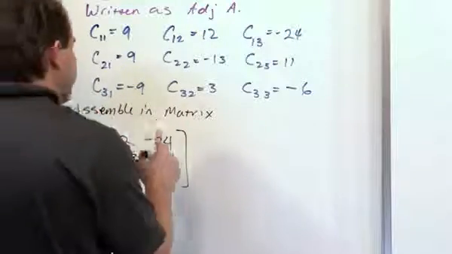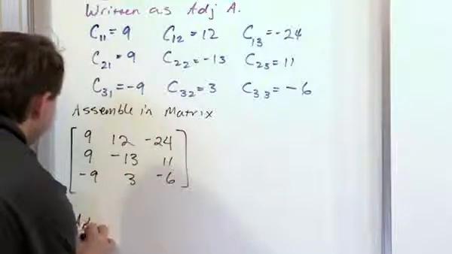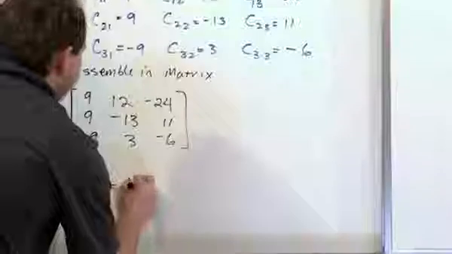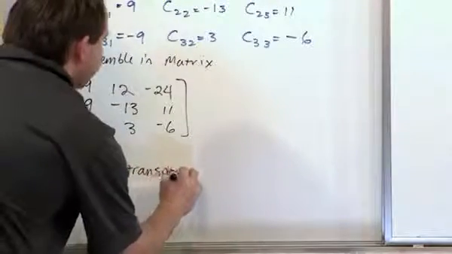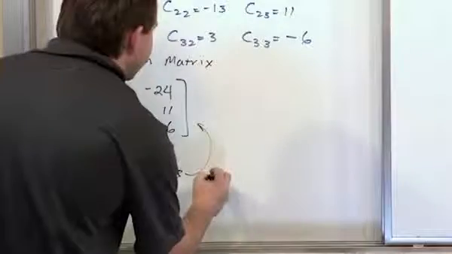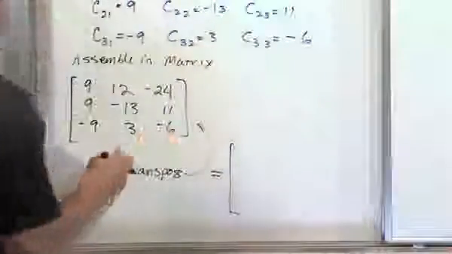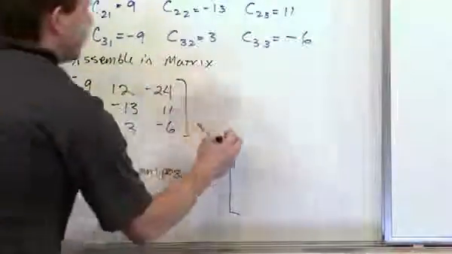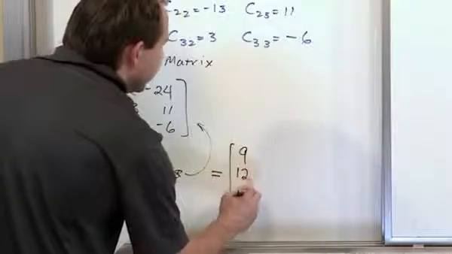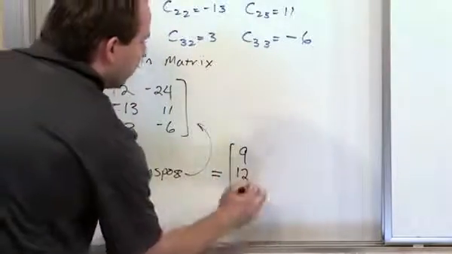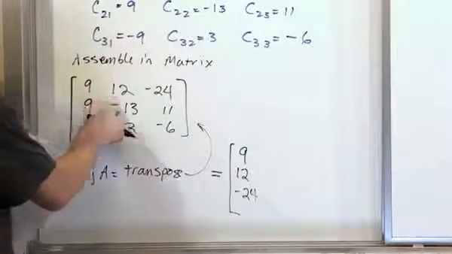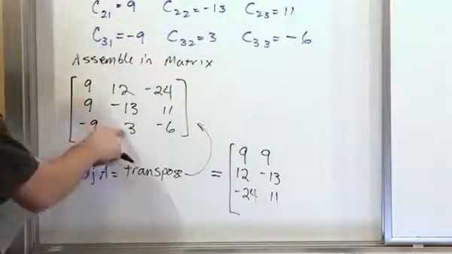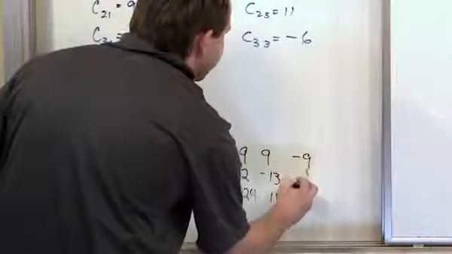Okay, so what we do is we say that the adjoint, ADJ of matrix A, is simply the transpose of this matrix. So it's the transpose of the cofactors, when we arrange them in a matrix. The way you write a transpose down is you just take the rows and make them columns. So the first row is 9, 12, negative 24. We go to the second row, 9, negative 13, 11. And then the last row, negative 9, 3, negative 6.